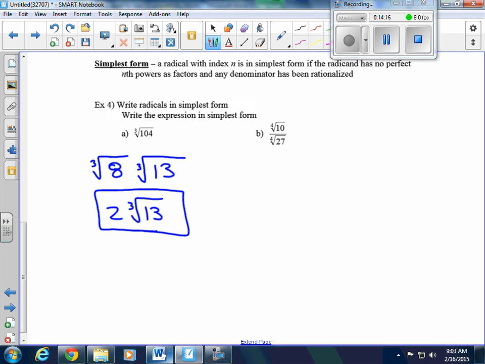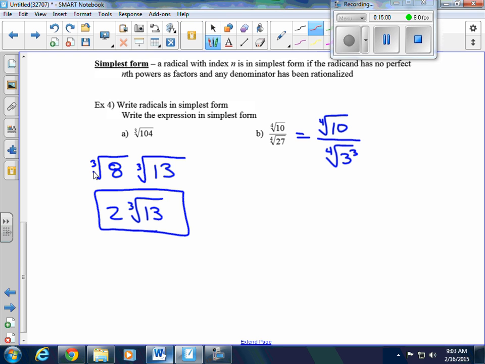All right, and so what we're going to do next is we're going to look at this one. And there are a bunch of different ways to do this, but the simplest way is to always look at your radicand and see, is there another way that I can write 27? Well, in this case, I know that 27 is 3 cubed. 3 times 3 times 3 is 27. And our goal is to rationalize this denominator.